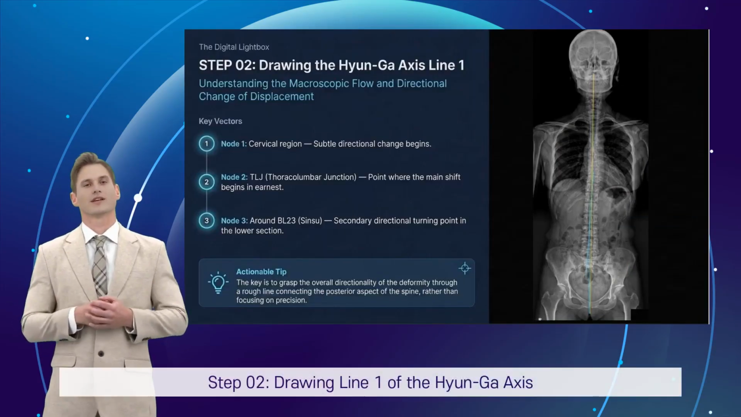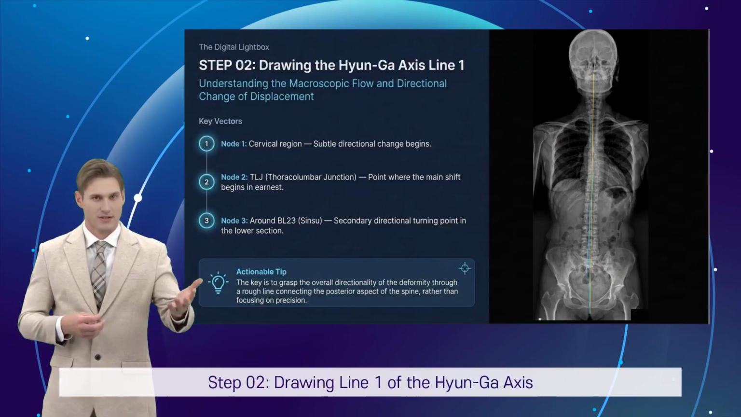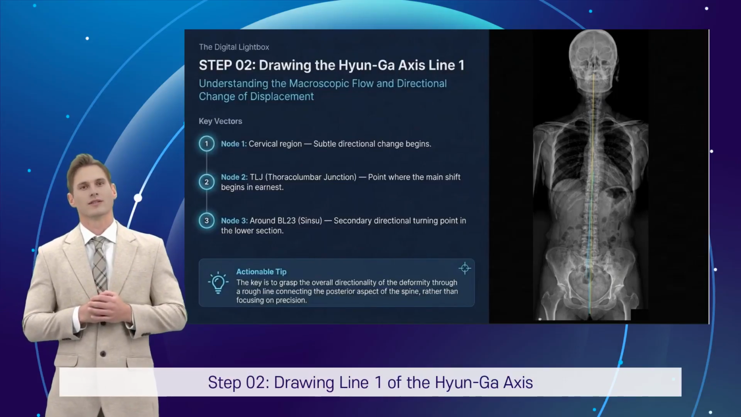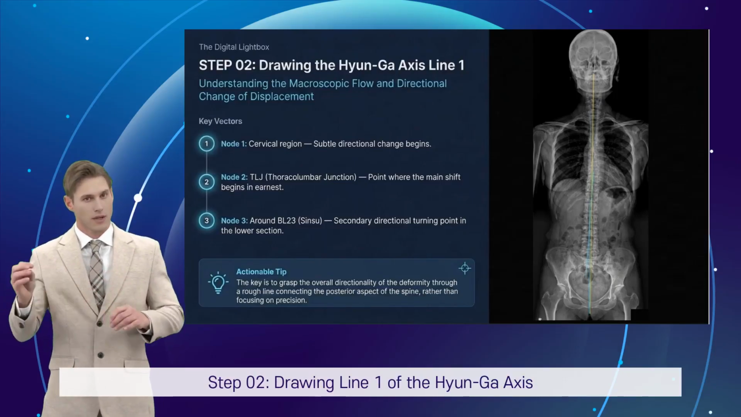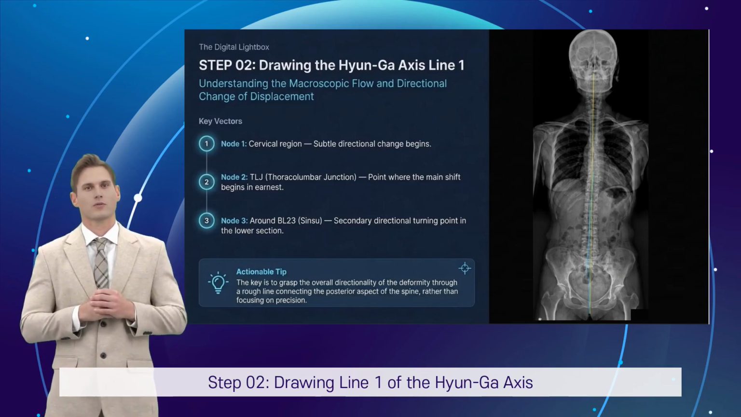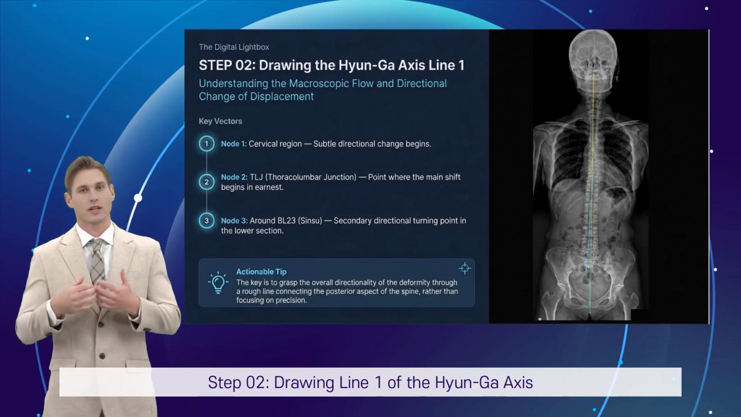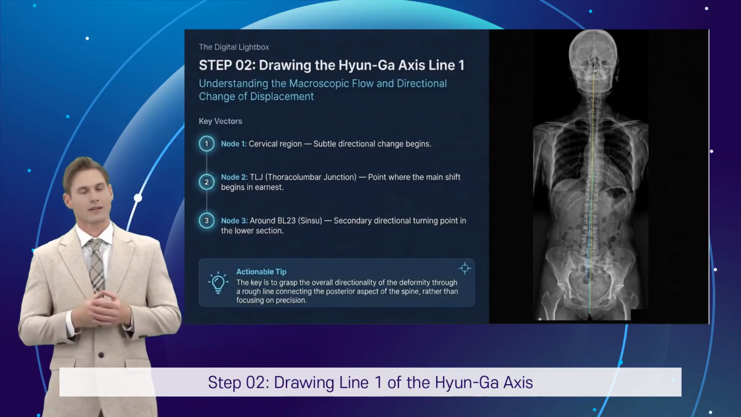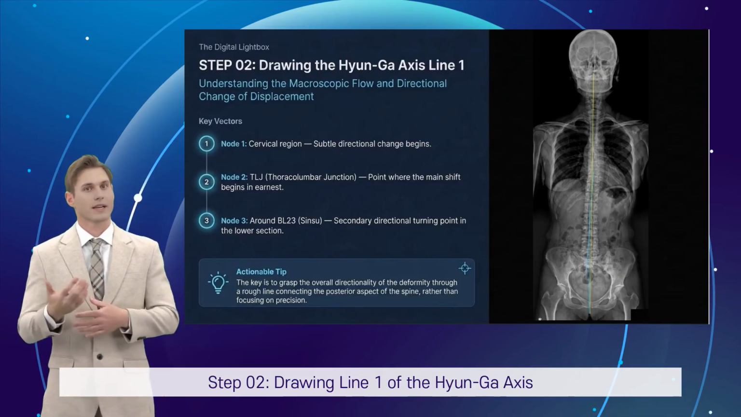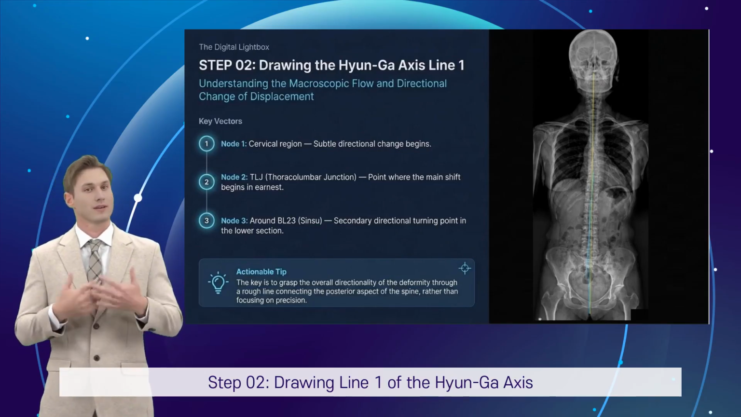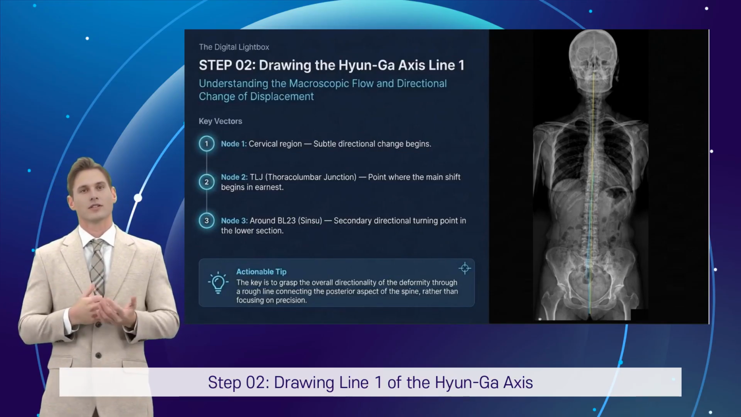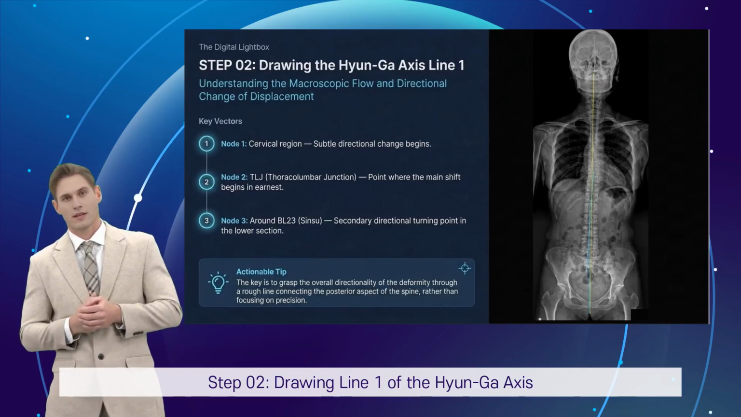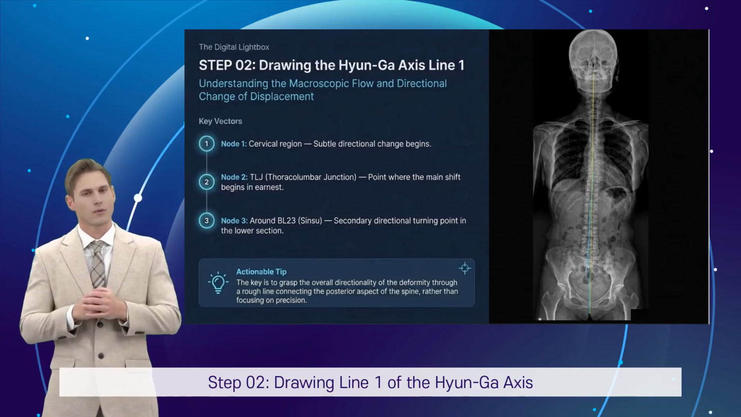Now we draw line 1 of the Hyun-Ga axis, a line connecting the posterior spine. At this stage, don't worry about precision; the goal is simply to capture the overall direction of the deformity with a rough line. In this X-ray film, we can see subtle directional changes starting in the cervical region. But the real shift begins at the TLJ, the thoracolumbar junction. That's where the main deviation starts in earnest. Then a second major change in direction occurs lower down, around BL23, Sinsu. These directional inflection points are exactly what we're looking for.